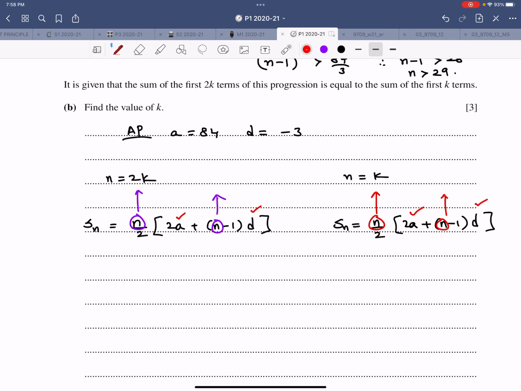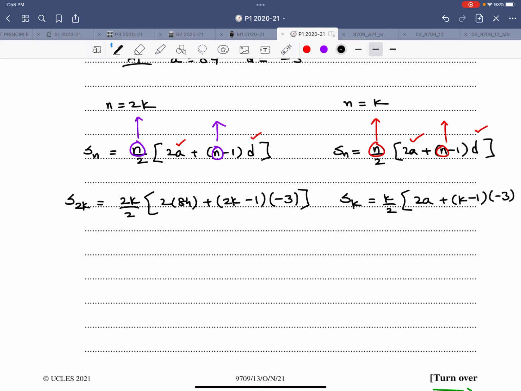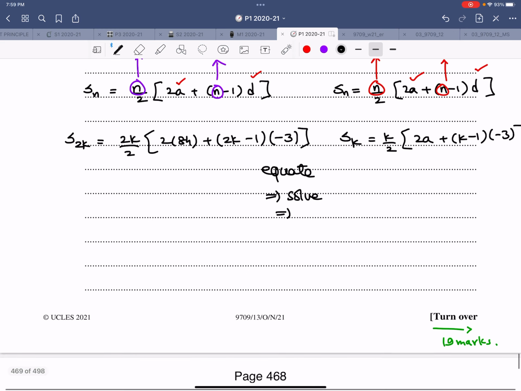Rest is O-level math. S of 2k, that is 2k divided by 2, that is 2 into 84, n is 2k and then minus 1 and then minus 3. I'm leaving it up to you to simplify. So S of k, that is k divided by 2, this is 2a plus k minus 1 into negative 3, and equate both of them and then solve, and then you will find the corresponding value of k. Yeah, you will be getting k, and that is all that is required. So 19 marks till now.